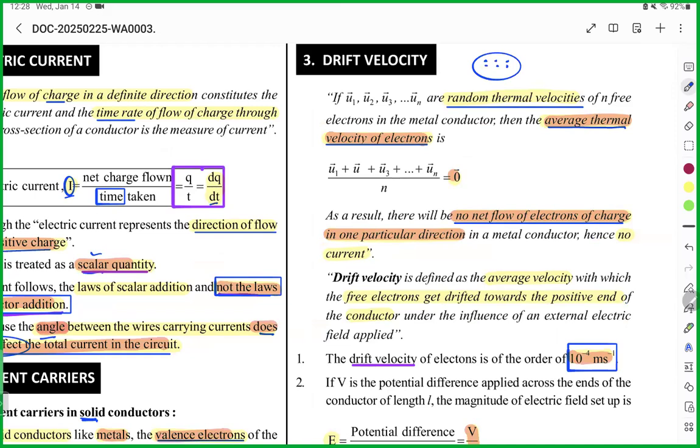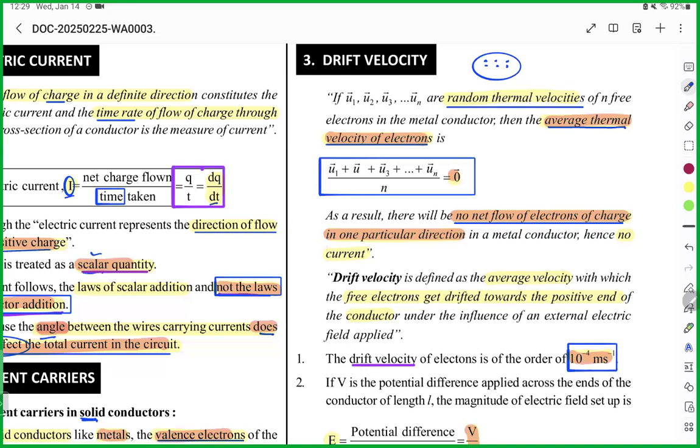What will you do in this situation? For your average thermal velocity, you will take the total of all: first particle, second particle, up to the 1,000th particle, and then you divide by the number of particles. The random thermal velocity will always be zero, and you will use this for numerical purposes. The average thermal velocity of the electron is zero. Why? They are randomly moving in any direction, so there is no net velocity.